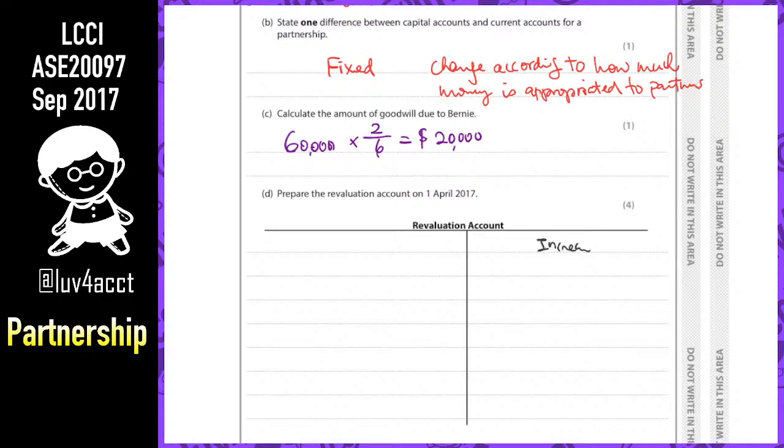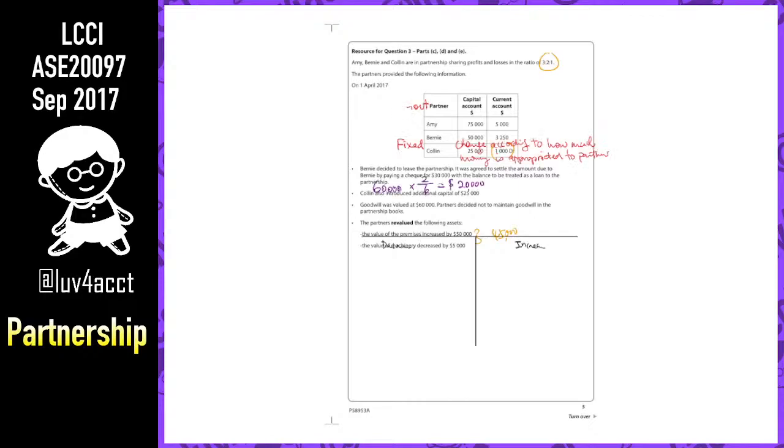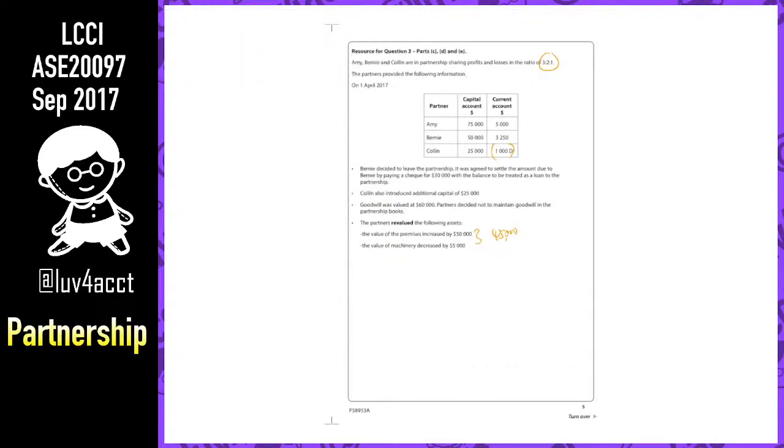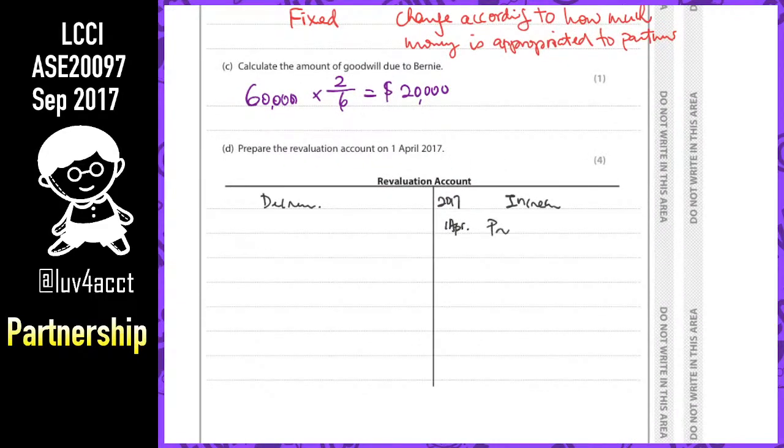Increase here, and decrease here. So is it machinery? I forgot. Premises, machinery. So year 2017 on the 1st of April. Premises, and then machinery, 1st of April. So the increase is 50,000, the decrease is 5,000.